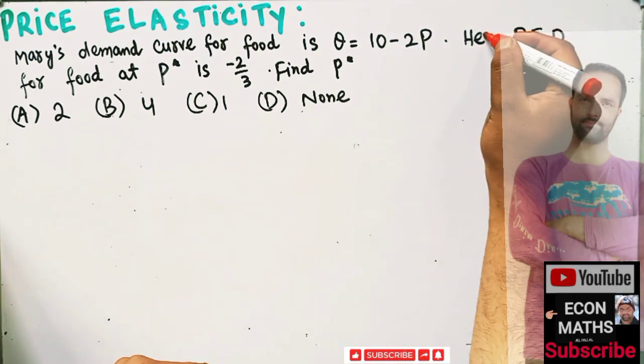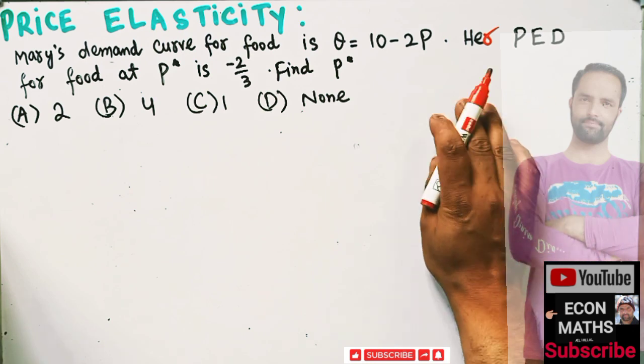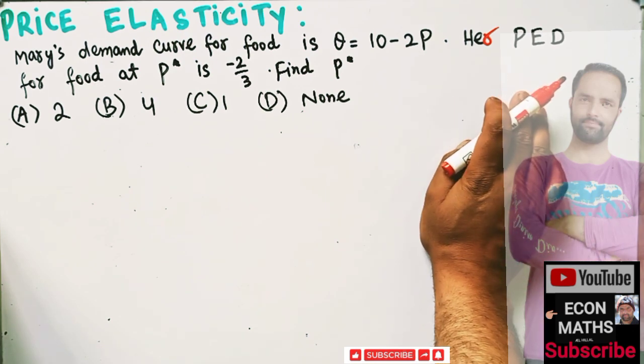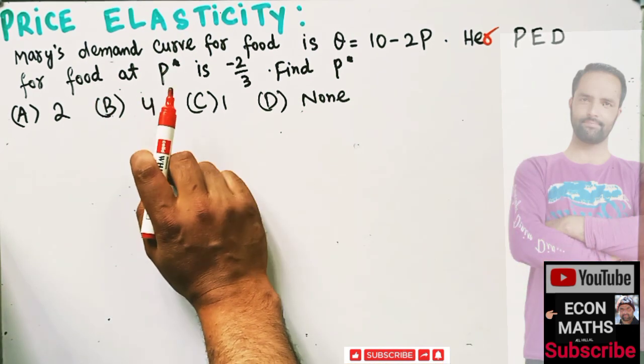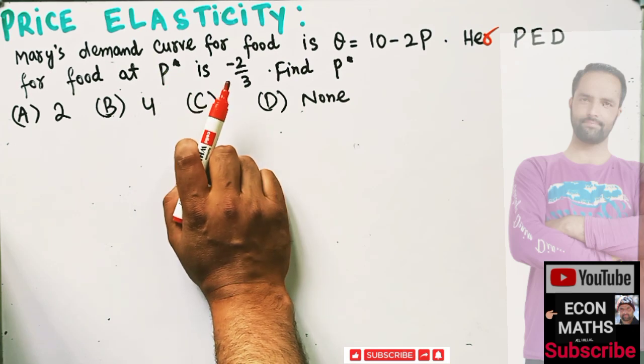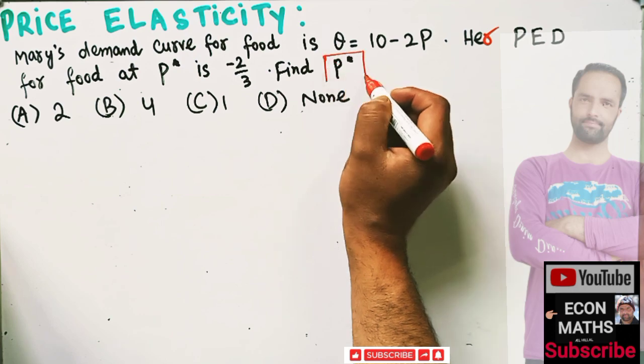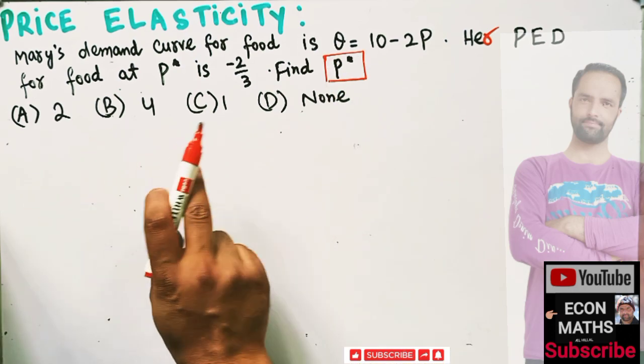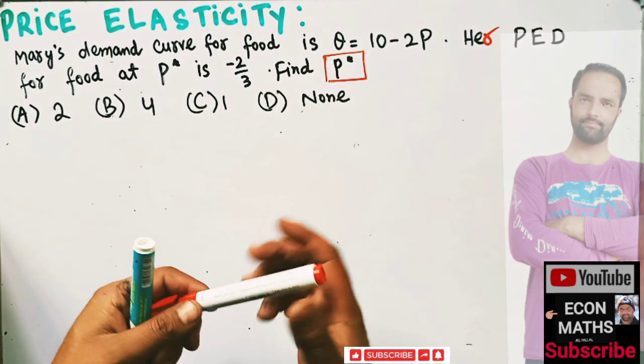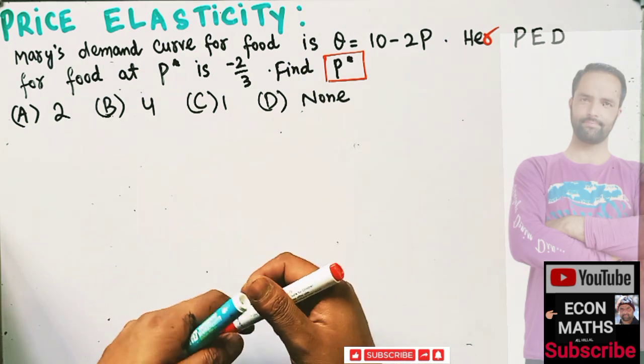Her price elasticity of demand for food at equilibrium price is being given as minus 2 upon 3. We have to find out that very price. Okay, the options are 2, 4, 1, none, 10. Now let us see how to solve this.